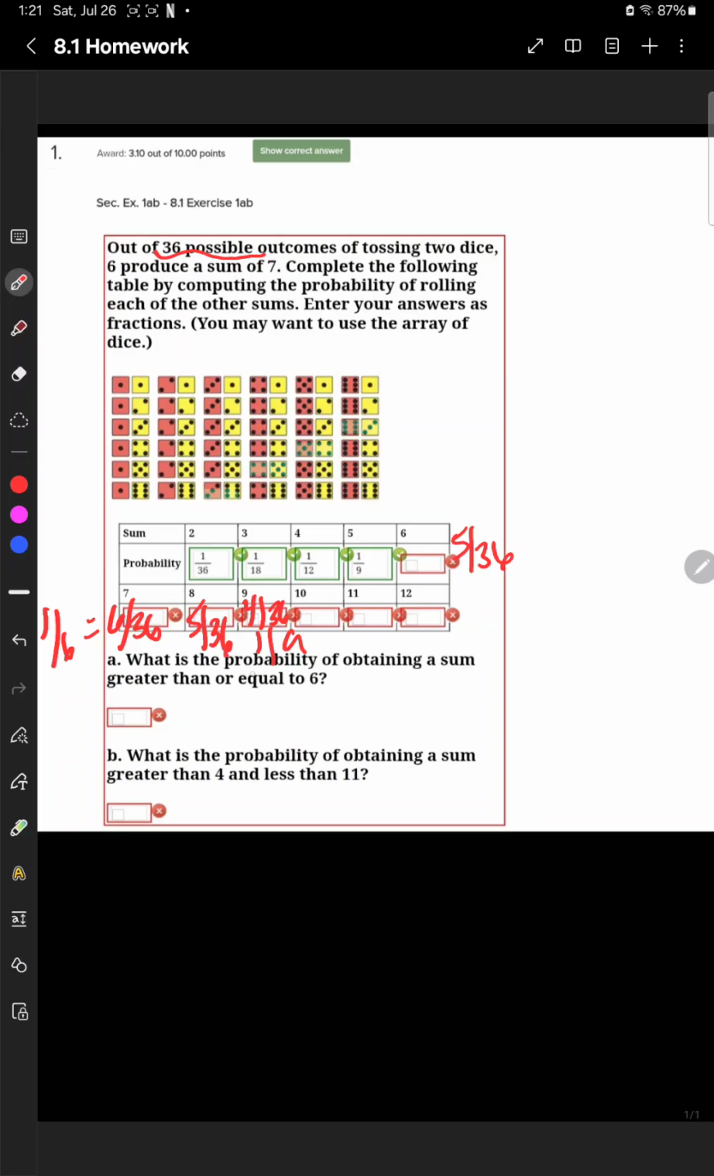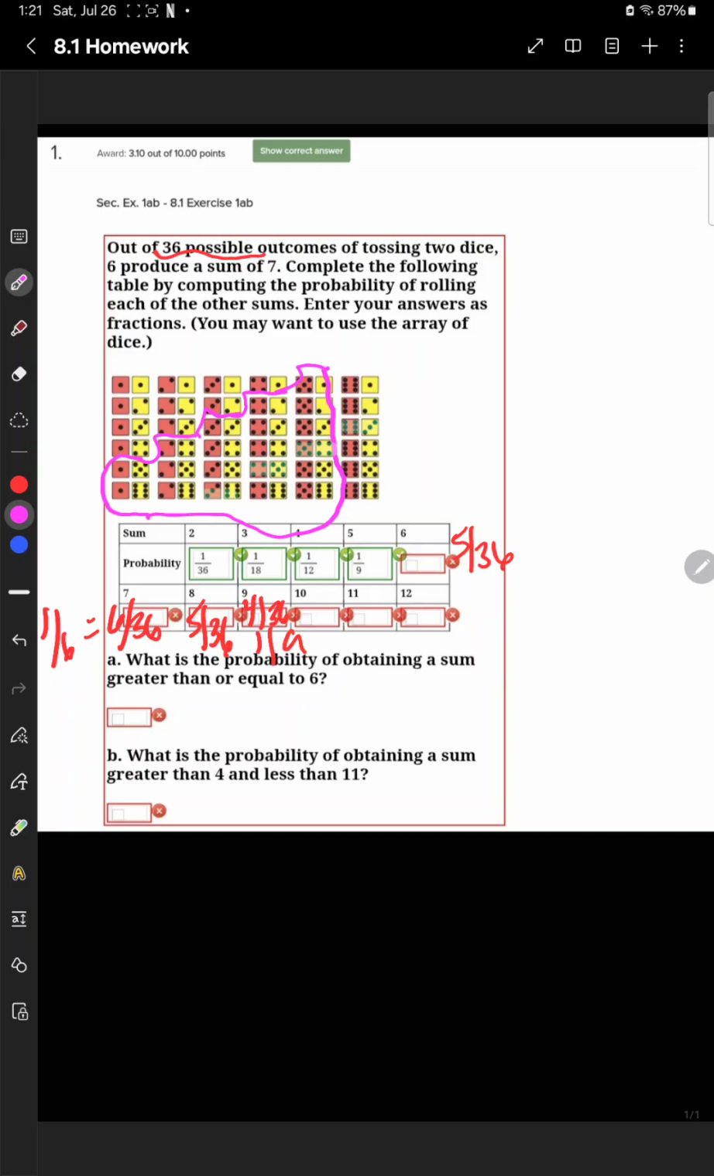Now, it says, what is the probability of obtaining a sum greater than or equal to 6? So you're looking for all the sums that are greater than or equal to 6. When I'm looking at this, I see patterns in the table. 6 starts here, on each row, and then this is where it ends. These are all the numbers that are going to produce it.